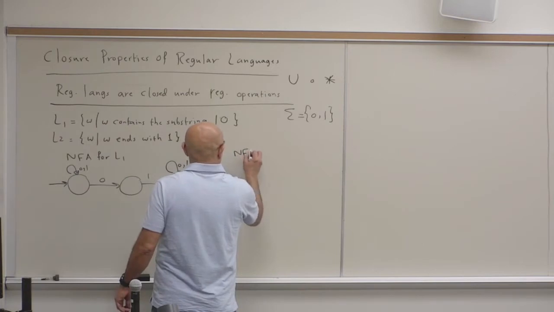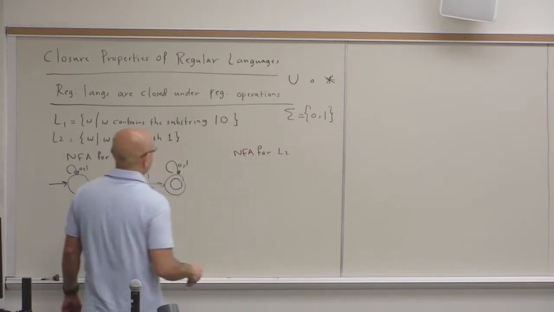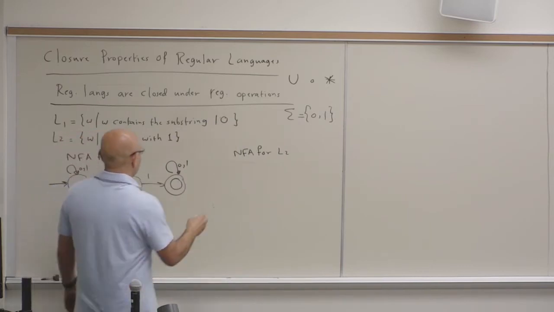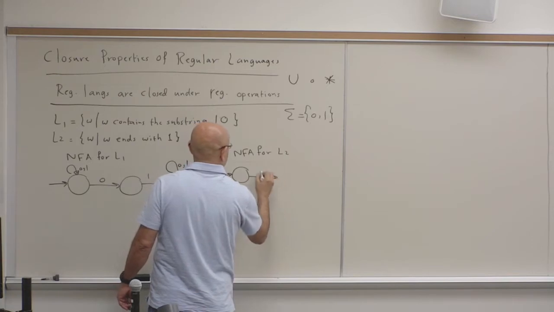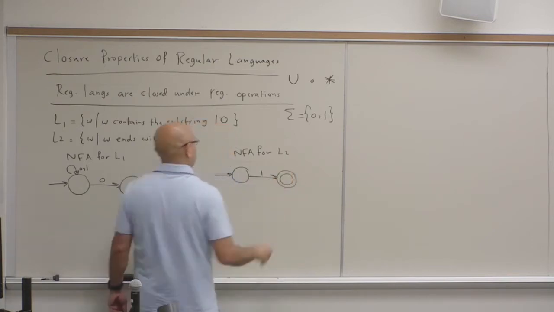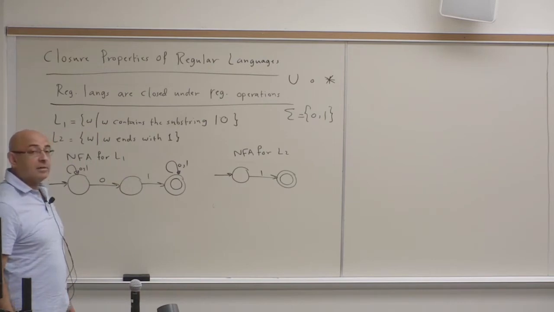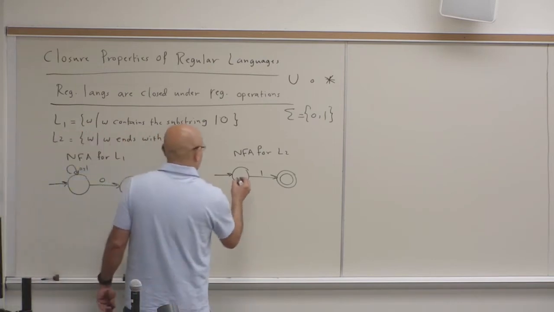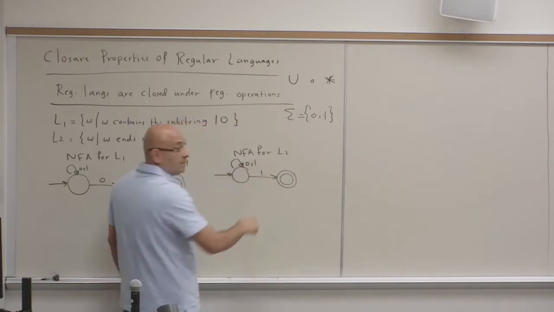NFA for L2. The NFA for L2 is going to be: ends with 1, so I have to have 1 at the end. And then what? Anything before that, yeah. So there is a loop before. Anything that ends with 1.